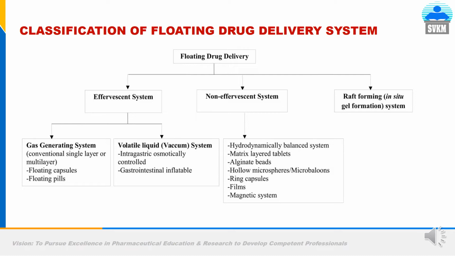In the effervescent system, there are two types. Gas generating system, which can be prepared as single layer or multi-layer, and they are prepared as capsules, pills, both. Then another type is volatile liquid, that is vacuum system, which has two types: intragastric osmotically controlled or gastrointestinal inflatable ones. Then there are non-effervescent systems, which include hydrodynamically balanced system, matrix layer tablet, alginate beads, hollow microspheres or microballoons, ring capsules, flames, magnetic systems. And the last type is raft forming. It means in situ gel formation, meaning when it comes in contact with GI fluid, it will form a raft, a colloidal layer. We will see one by one in the next slide.